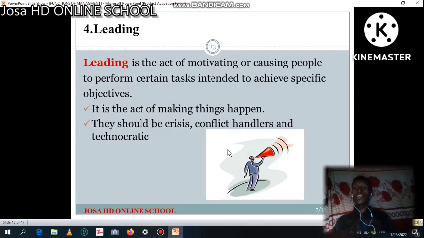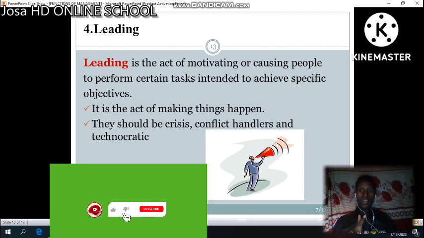And the fourth function of management is leading. After planning, there is a plan, and depending on that plan, there is organizing, that means arranging the people and the physical resources. Then, giving or allocating the right job to the right person, there is staffing. And then the fourth function is leading.